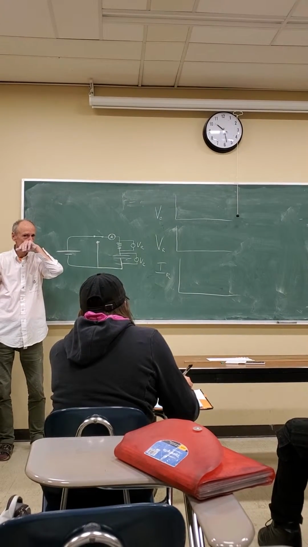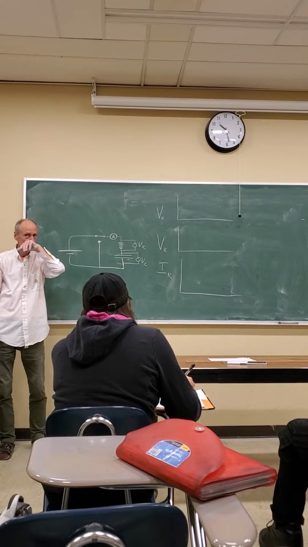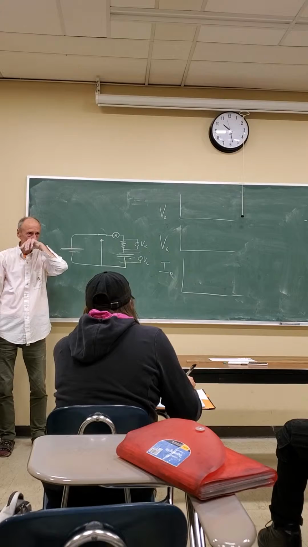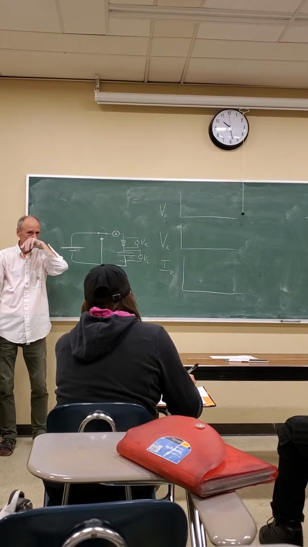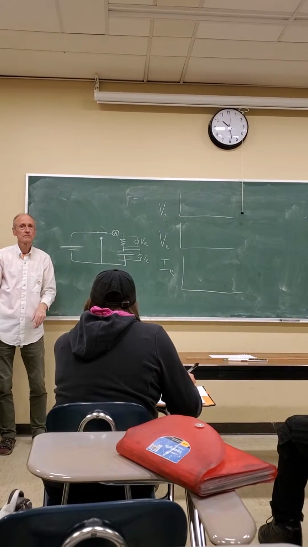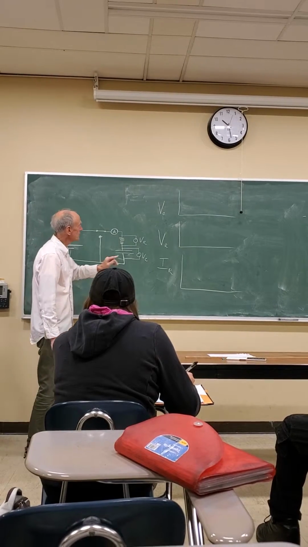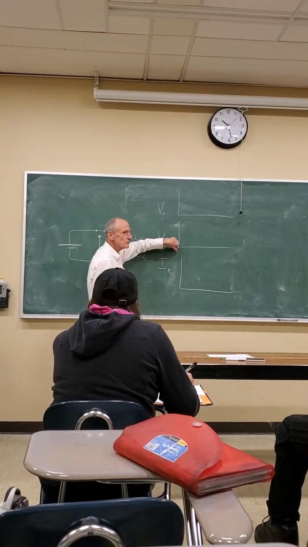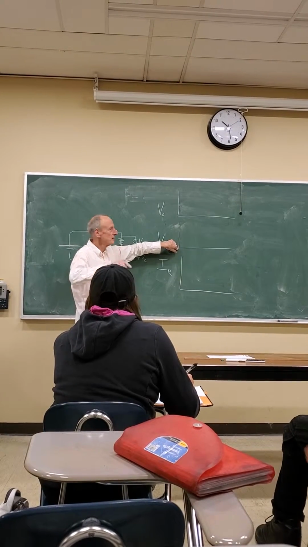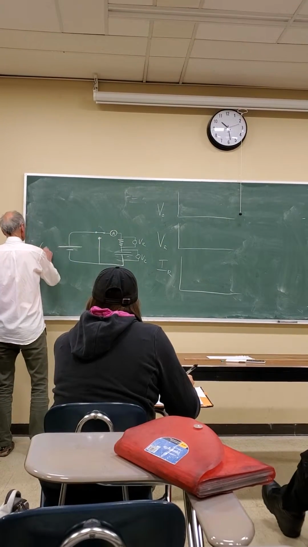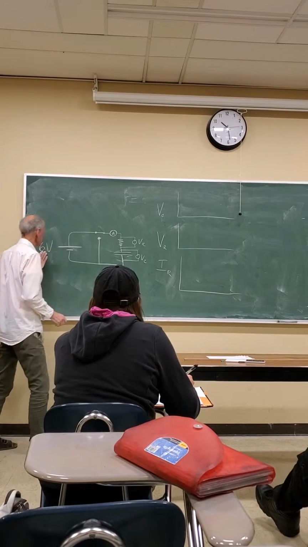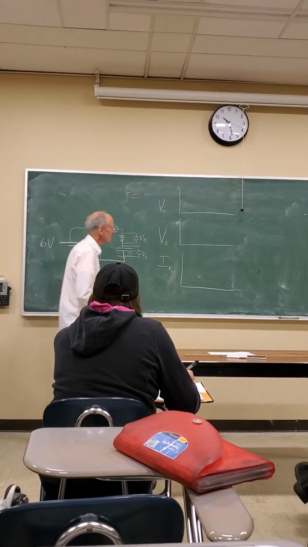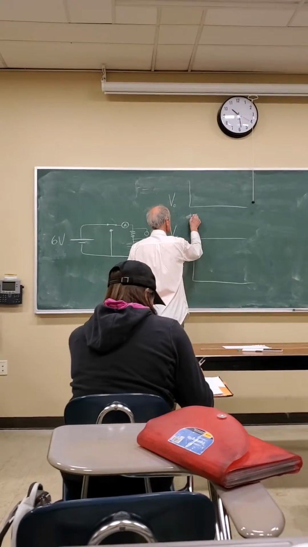Same voltage as the battery. V max. And V capacitor is going to be 0. Okay, so let's start with the voltage across the resistor. It's equal to the battery. Is it 0? Is it 6 volts, or is it something else? 6. So the voltage across the resistor is 6.